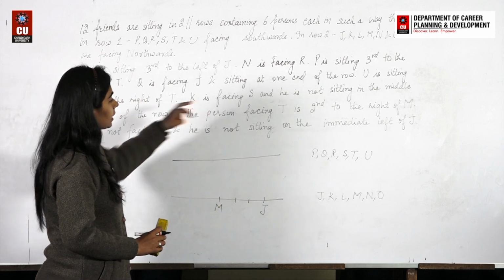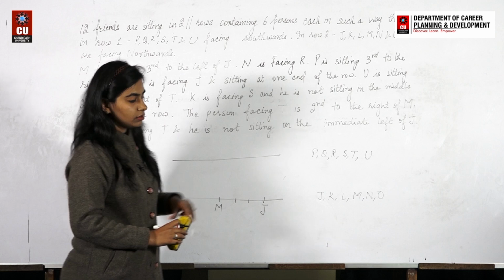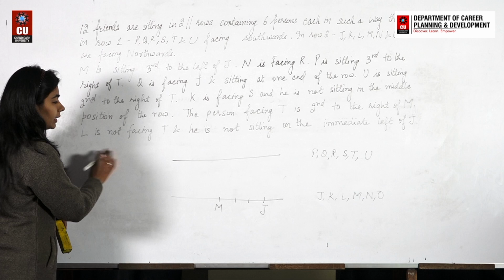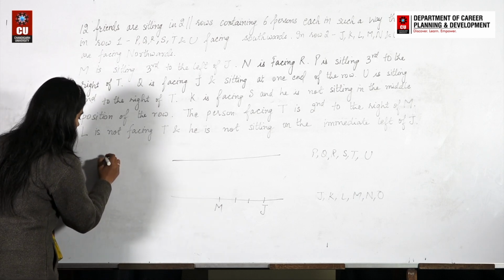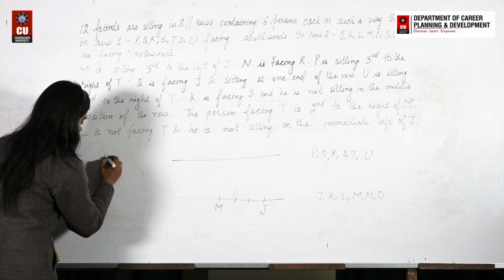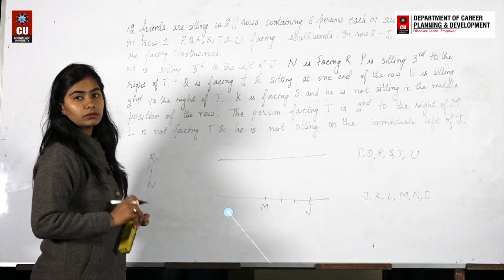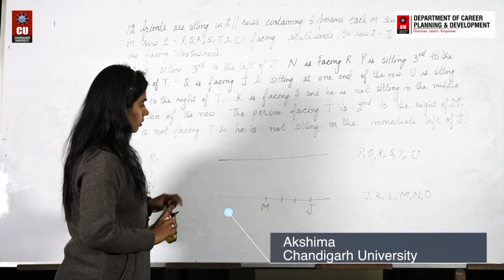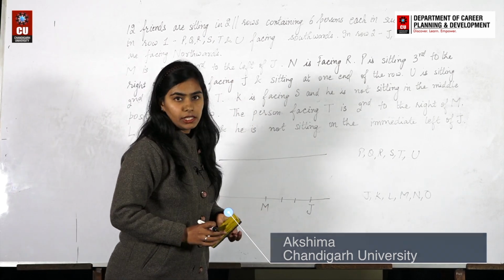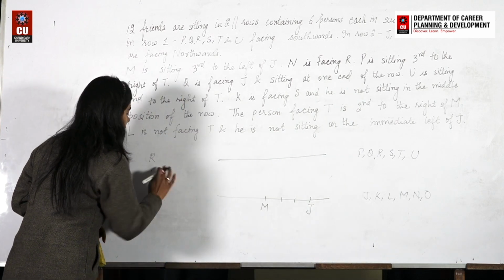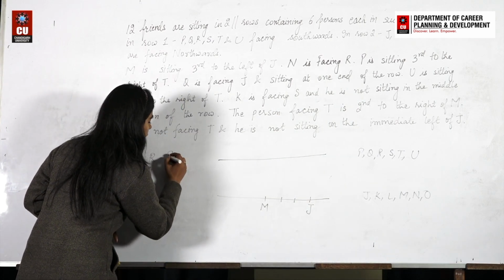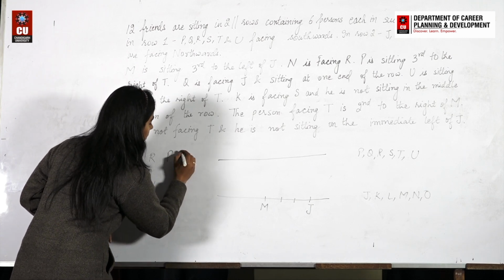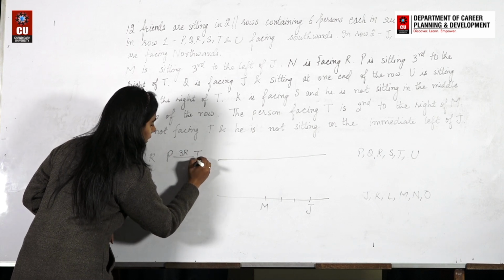Second statement says N is facing R. We don't know where to place N and R, so we will draw it on the left side of the corner. N is facing R. Then next, P is sitting third to the right of T. We don't know where to place P or T, so for future reference, we will see how to place P third to the right of T.